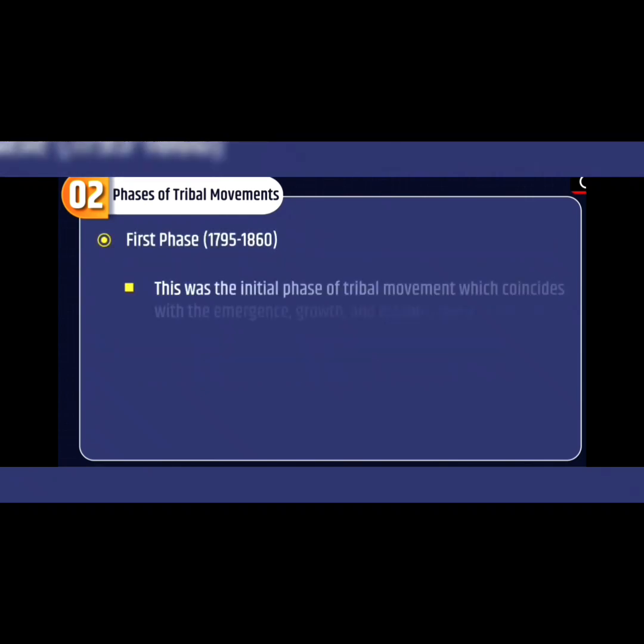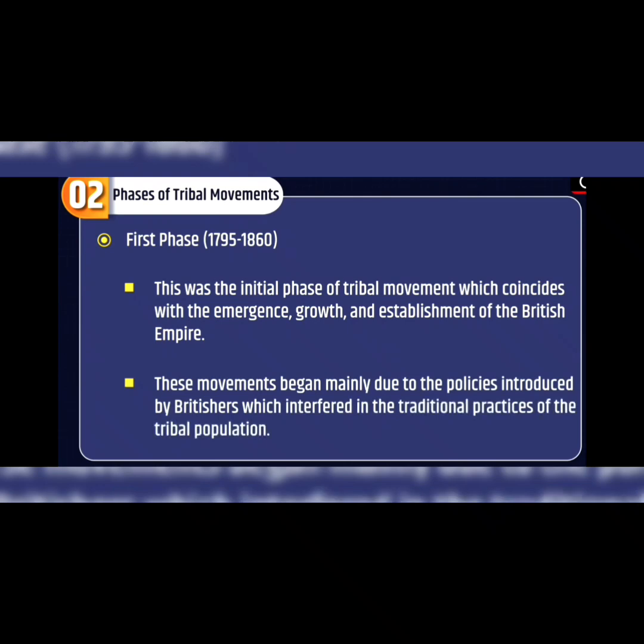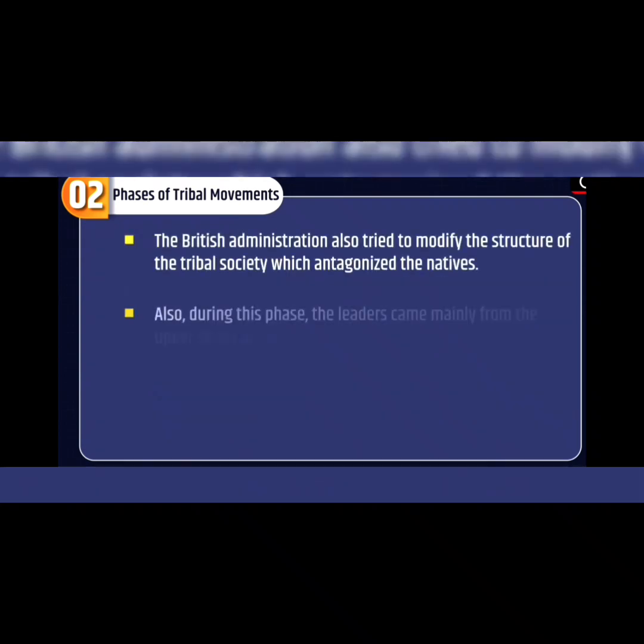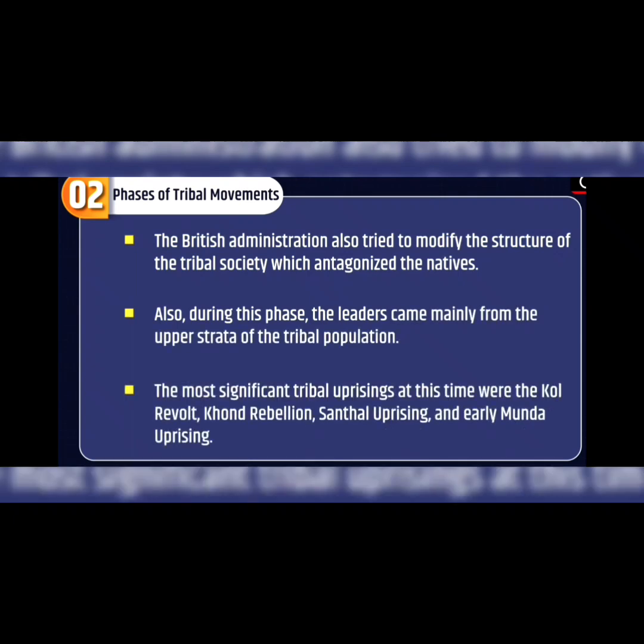First phase, from 1795 to 1860. This was the initial phase of tribal movement, which coincides with the emergence, growth and establishment of the British Empire. These movements began mainly due to the policies introduced by Britishers which interfered in the traditional practices of the tribal population. The British administration also tried to modify the structure of the tribal society, which antagonized the natives. Also during this phase, the leaders came mainly from the upper strata of the tribal population. The most significant tribal uprisings at this time were the Coal Revolt, Khond Rebellion, Santhal Uprising and early Munda Uprising.